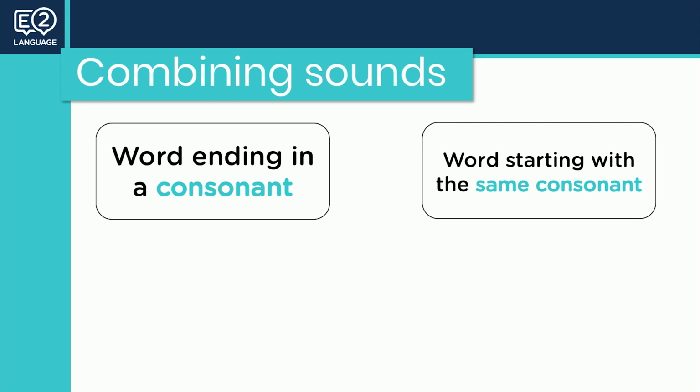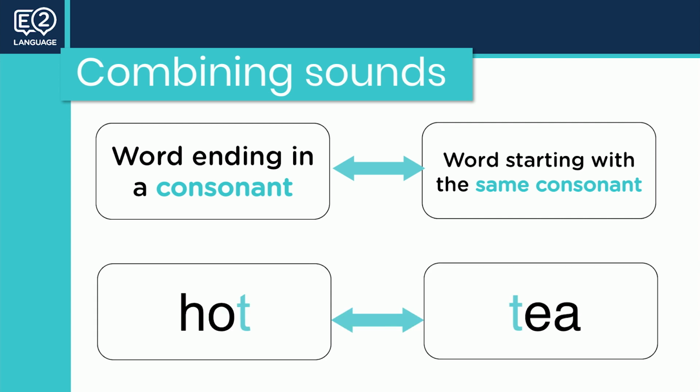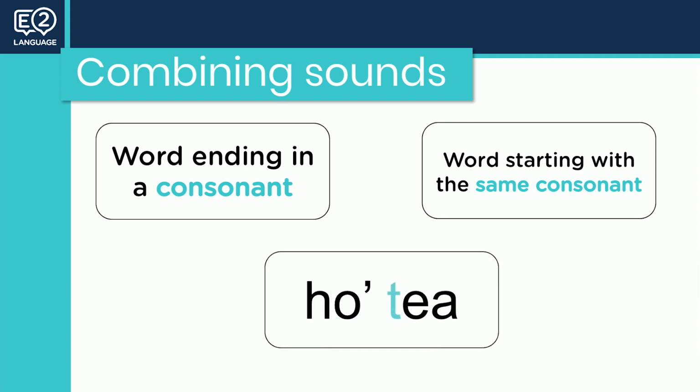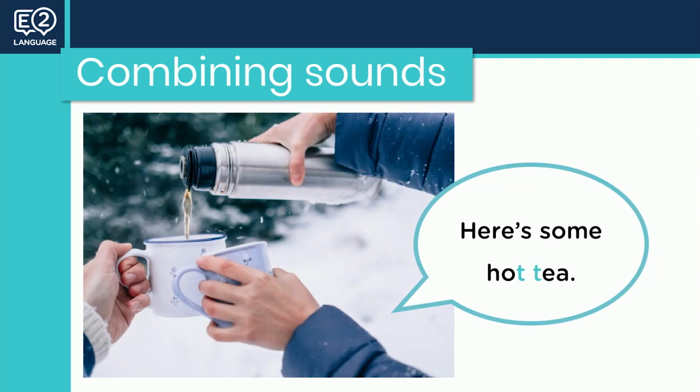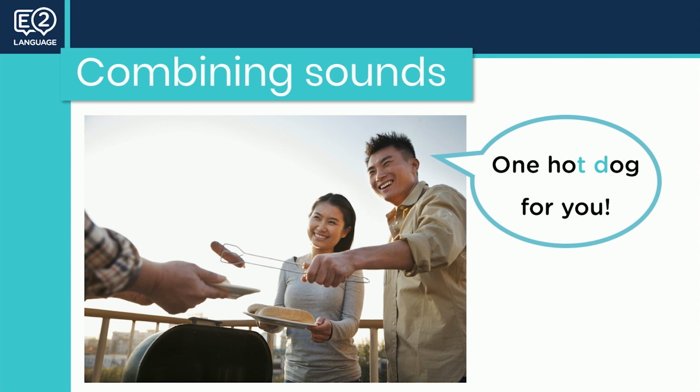So if a word ends in a consonant and the next word starts with the same consonant, for example, "hot tea," we have the T and the T. We don't say "hot tea." What we say is "hot tea." For example, this is wrong. We do not say "here's some hot tea." We say "here's some hot tea," and we combine those two T sounds into a single T sound.